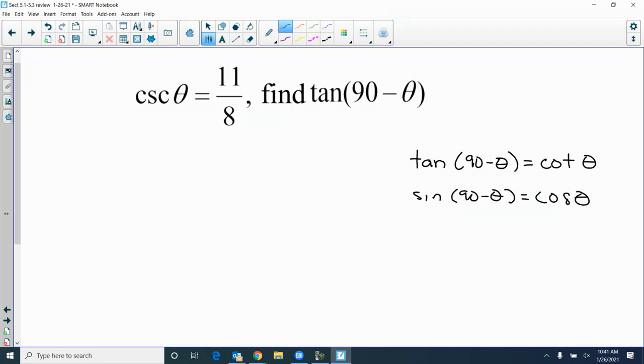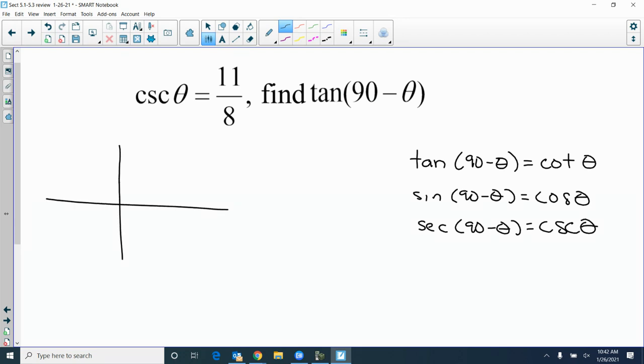Okay, and then you can flip that around, and the secant of 90 minus theta equals the cosecant of theta. So really, all we need to do is find the cotangent of theta. So you just got to be careful there. So cosecants, if they don't tell you what quadrant it's in, it's going to be quadrant 1.